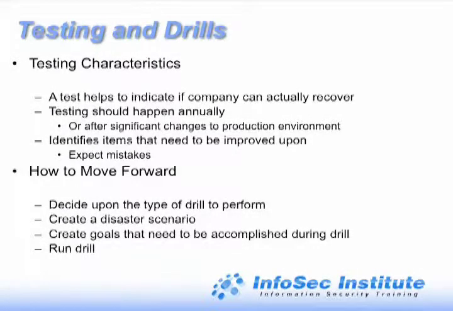Okay, characteristics. A test basically helps indicate if a company can actually recover. Tests should happen at least annually. If it does not happen annually, then a lot of people are going to forget how to do things, and you're going to have a lot of holes. For example, if you have one admin in your group, let's say out of 5 people, that actually knows how to deal with the data recovery or the data backups, that's going to be a huge problem, especially if that individual is out of the loop. They either have to go home to the family or are potentially, God forbid, killed in the incident. Okay, identify the teams, items, and individuals that need to be improved upon.